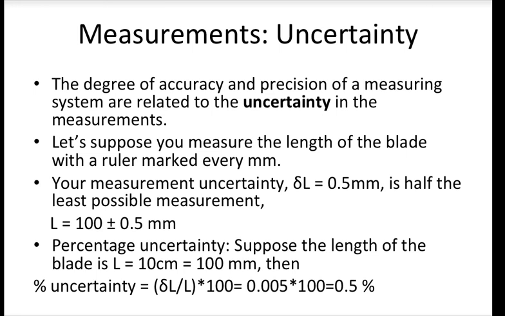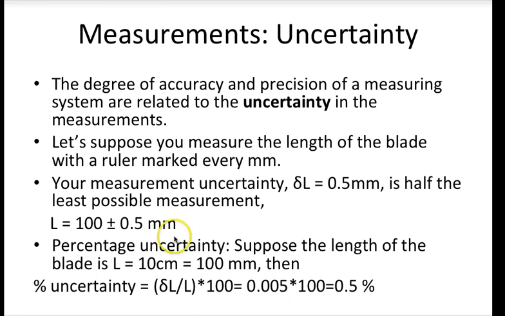Let's suppose you measure the length of a blade with a ruler marked every millimeter. Your measurement uncertainty, delta L, is 0.5 millimeter, that's half of the possible measurement. So how do we report that measurement? We write capital L equals 100 plus or minus 0.5 millimeter.